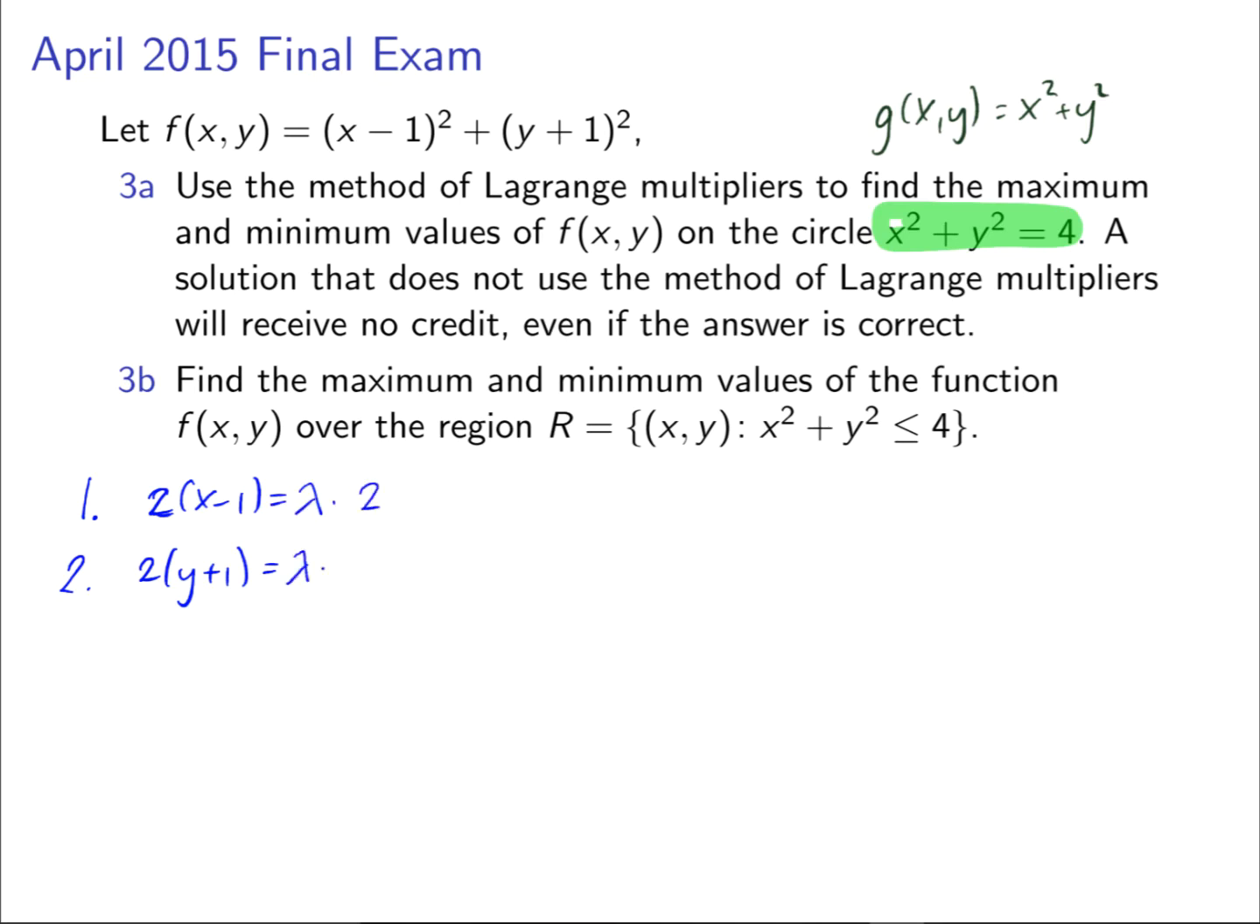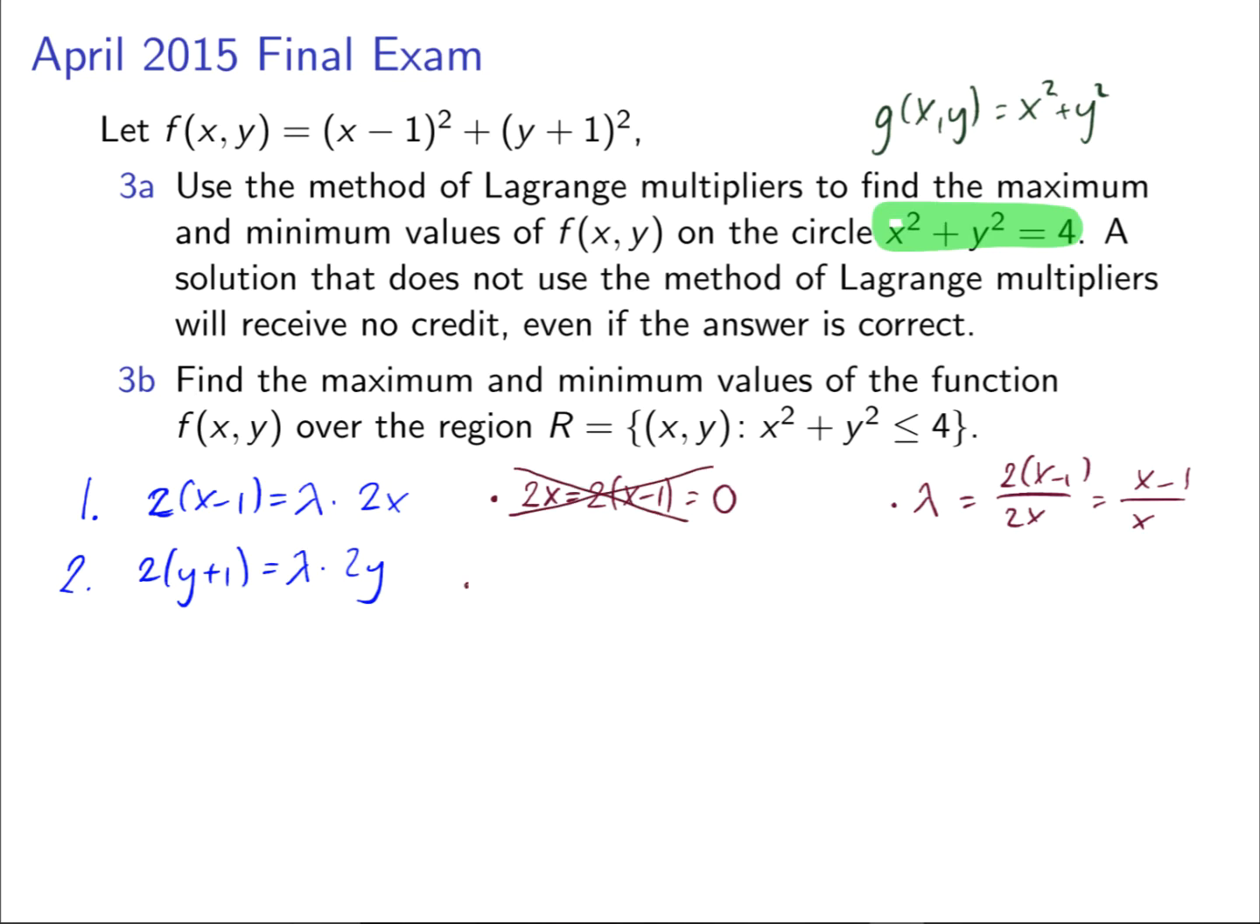g sub x is 2x, and g sub y is 2y. So it could be the case that g sub x and f sub x are both 0, or it could be the case that lambda is 2 times x minus 1 divided by 2 times x. Now notice this first one doesn't happen. If 2x is 0, then 2x minus 1 isn't 0, so we don't actually have to worry about this one.